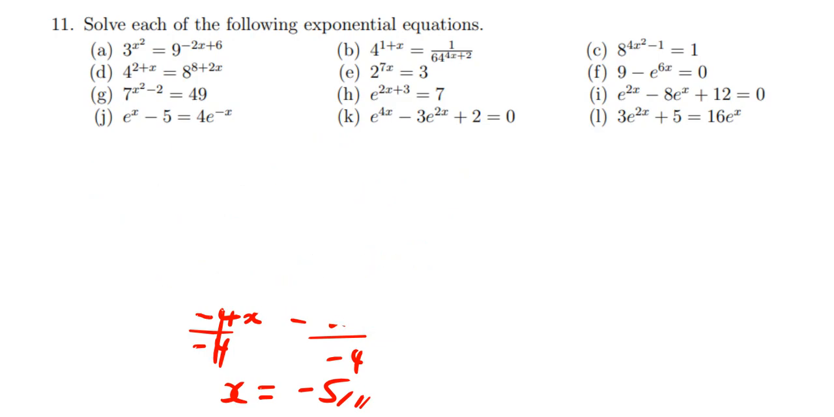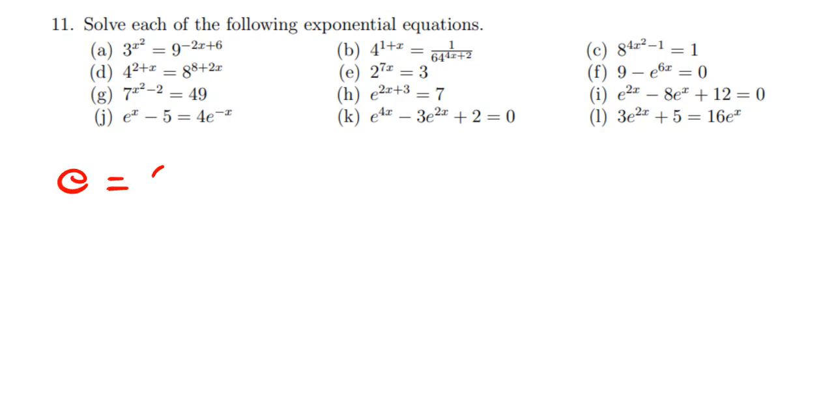Then which other one can we solve? We can also solve E. So E is 2 to the power 7x is equal to 3. Okay, so that is our E. So how do we solve such a one? You can introduce natural log on both sides.